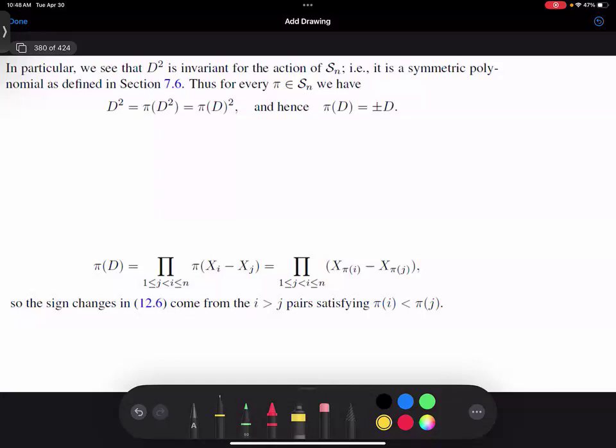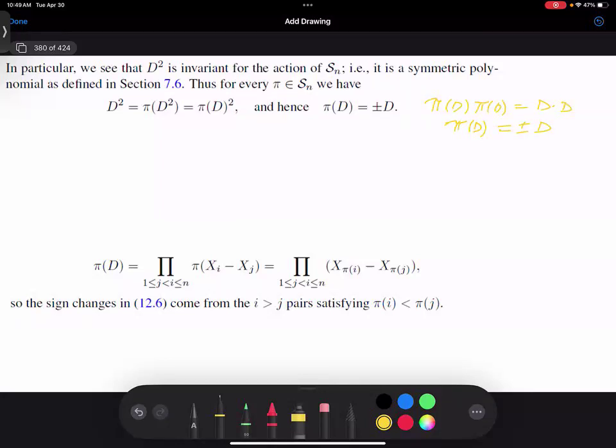So we know pi of d is equal to d times d. And so we get pi of d is plus or minus d. So we just have to figure out which is it. And all we have to do is figure out for a transposition.